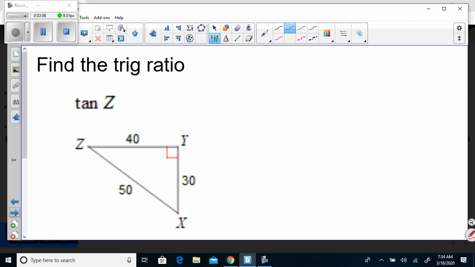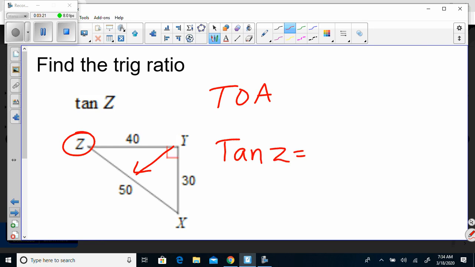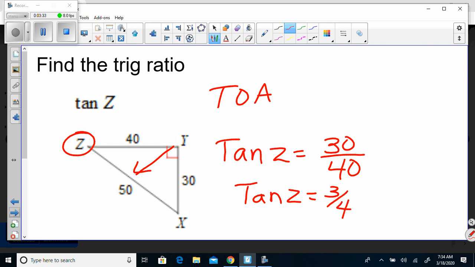Okay, tangent of z. Draw in, there is my hypotenuse. Now remember, tan is TOA, opposite of z. So my tan of z equals opposite is 30 over my adjacent, which is 40, which would simplify really easily to 3/4. Just dropping those zeros off.